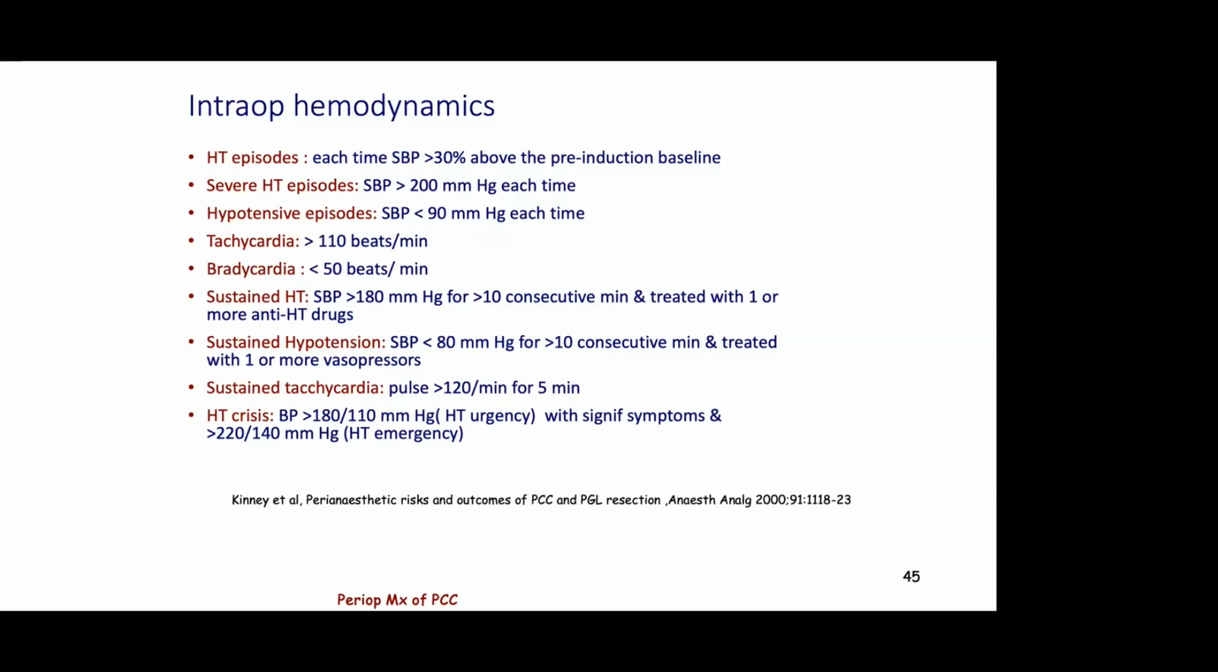And sustained hypertension is if the systolic BP is more than 180 for more than 10 consecutive minutes. And sustained hypotension is less than 80 for more than 10 consecutive minutes. And these need treatment with drugs intraoperatively. So this is what anesthetists use to start treatment during the operation. Sustained tachycardia is heart rate more than 120 for 5 minutes, and hypertensive crisis is if BP is more than 180 over 110.